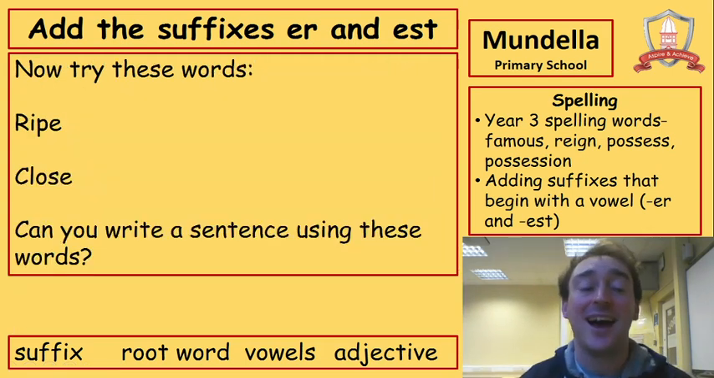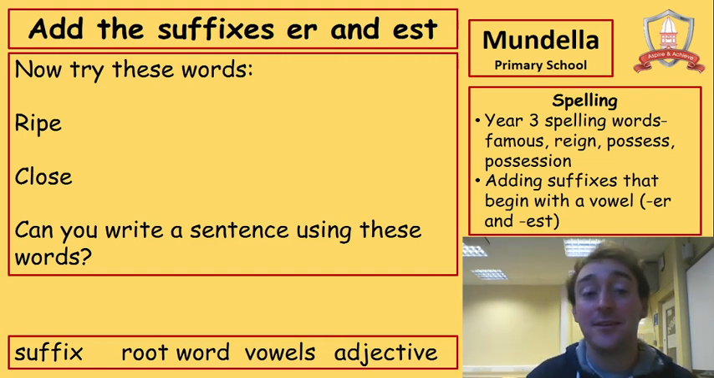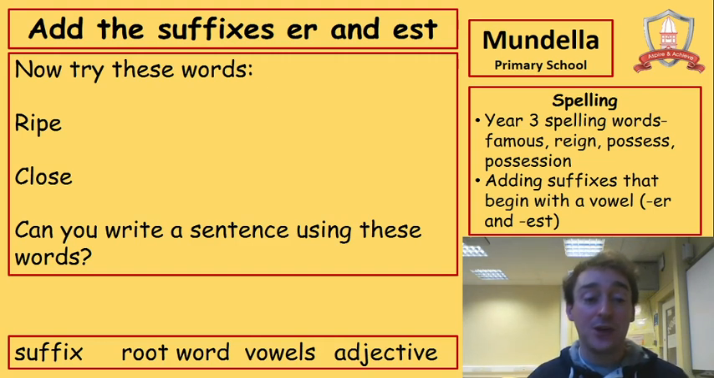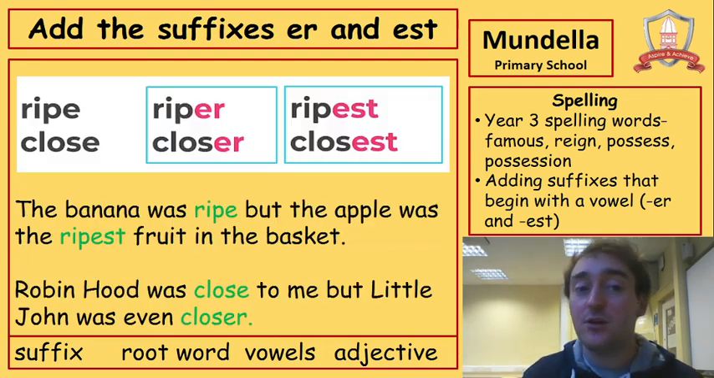Yes, we do. Okay, we've got 2 to do. We've got ripe and close. So I want you to add the ER and the EST. Don't forget to remove the E at the end before you add those suffixes, okay? And then once you're done, write a sentence for each using those words. Pause the video now, give it a try. And we'll move on in 3, 2, 1, go.